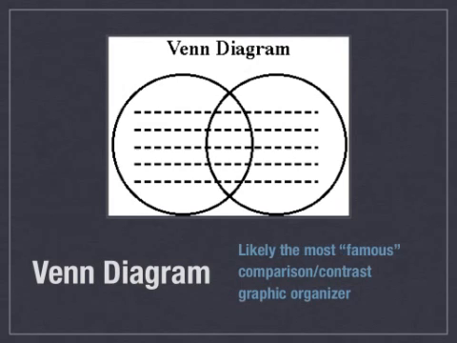The most famous comparison contrast graphic organizer is the Venn diagram. In the Venn diagram, you'd put the similarities where the circles overlap, and then the differences in the parts of the circles that are independent and non-overlapping.